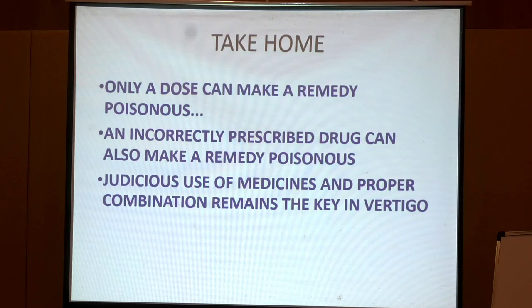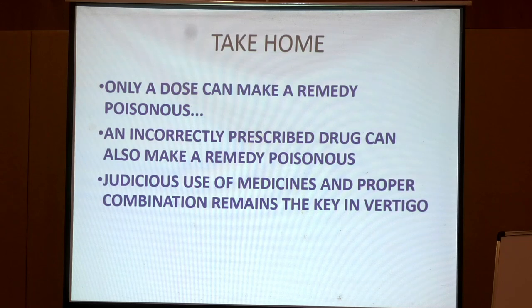So the take-home message is, only the drug dose can make a remedy poisonous. Never give many drugs. Sometimes we see prescriptions like Stemetil 1 TDS, another drug 1 TDS, Vertin 1 TDS. It will only worsen the condition of the patient, delay the vestibular compensation, and the patient feels dizzy because of the drugs. Any incorrectly prescribed drug can also make a remedy poisonous.